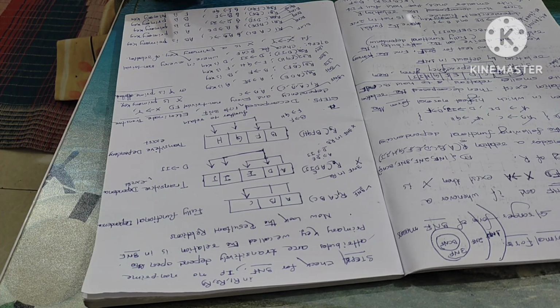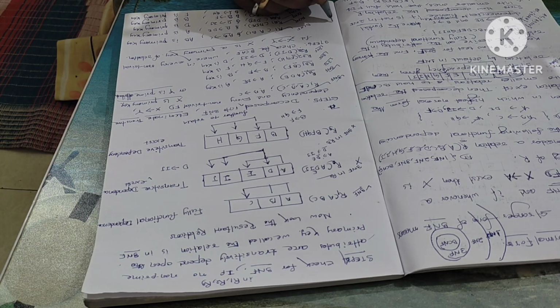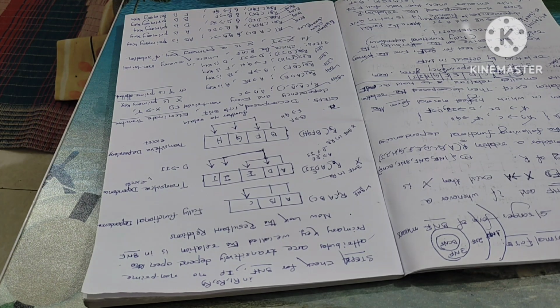So henceforth we discussed that the resultant decomposed relational schema, the database having R1, R21, R22, R31, R32, are all in BCNF form.